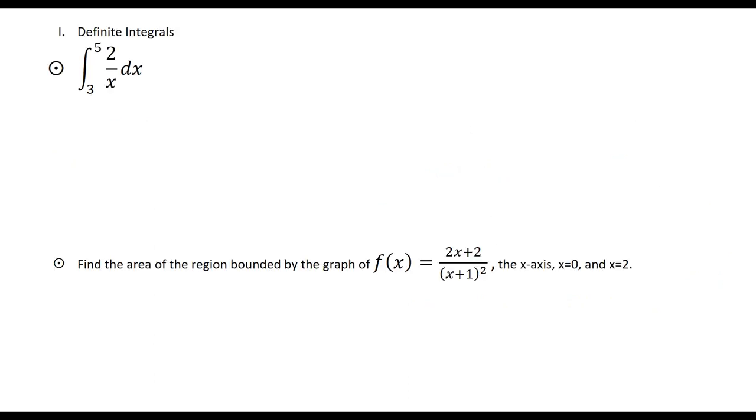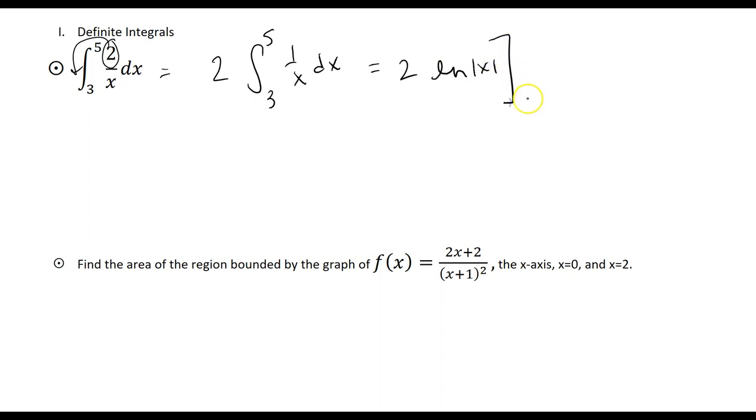We can do definite integrals with these just like any other type of function, as long as you can plug the number in to the natural log at the end. So in this case, I would bring the 2 out front. So I would make this 2 times the integral from 3 to 5 of 1 over x dx. And then I would have 2 times the natural log of the absolute value of x from x equals 3 to x equals 5. And I might go ahead and make this the natural log of x squared, because why not? Just makes one less step at the end.